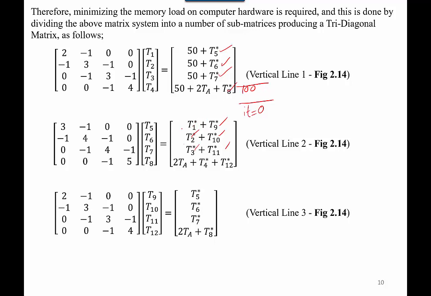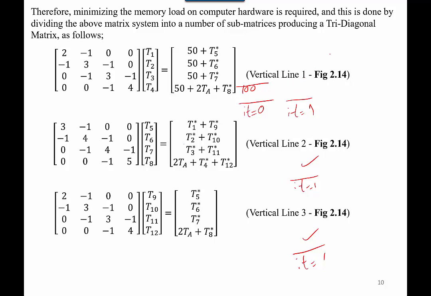Therefore we can solve all the three matrices together, and it will give us the solution for matrix number 1. It will be iteration equal 1. This will be solved, and also here iteration equal 1 will be solved, and iteration equal 1 will also be solved.